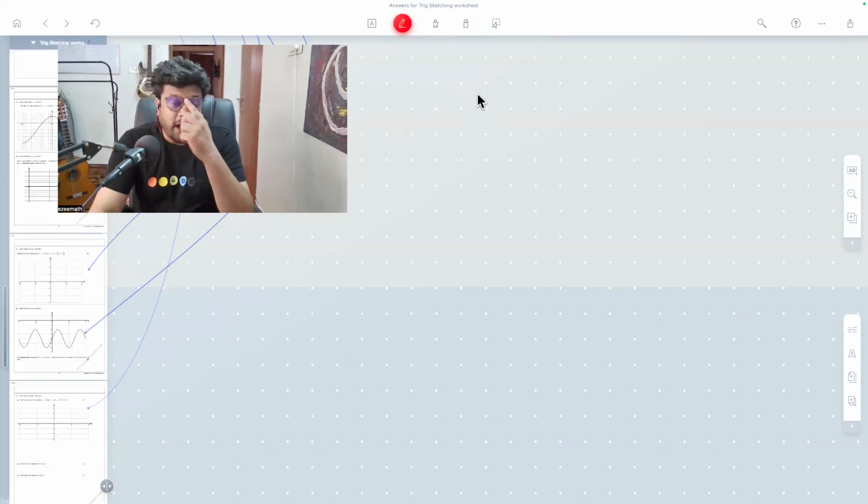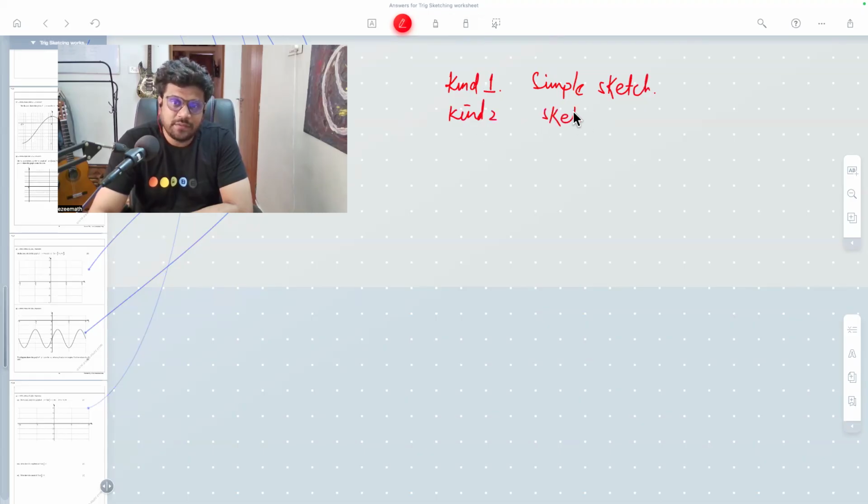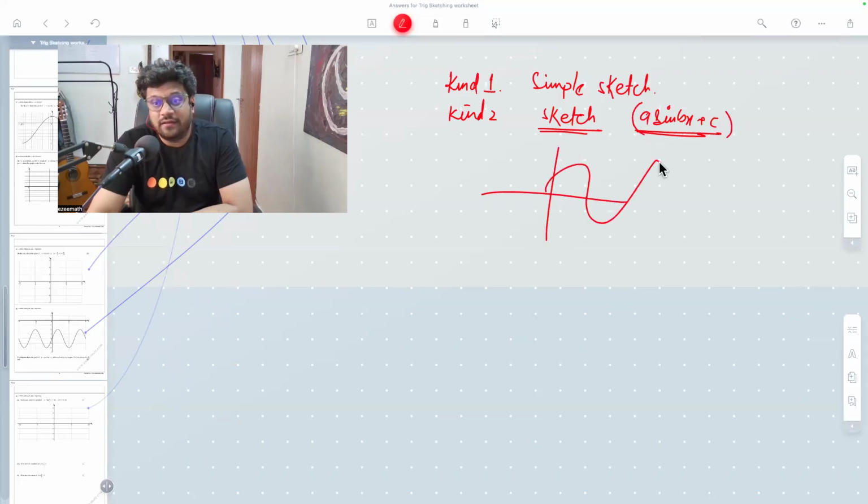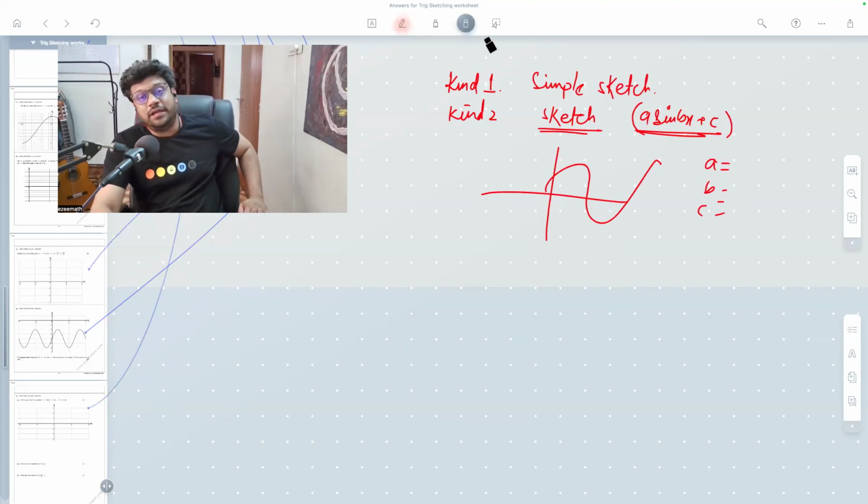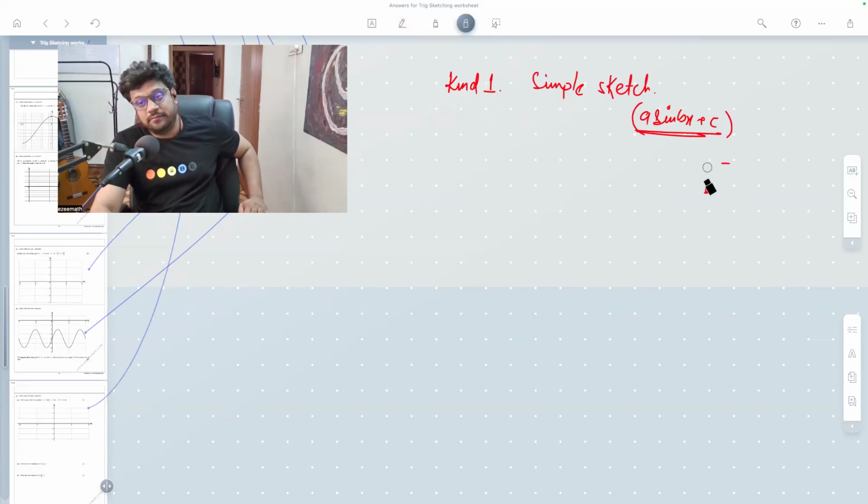See, there are going to be two kinds of questions they may ask. Kind number one is where you're given a domain and you're simply supposed to sketch them. Kind number two is when they give you the sketch, and you know the form a sine of bx plus c. They'd say if the sketch of a sine of bx plus c looks like that, find out the values of a, b, and c. That's the other kind you're going to see. Both kinds are equally seen in number.